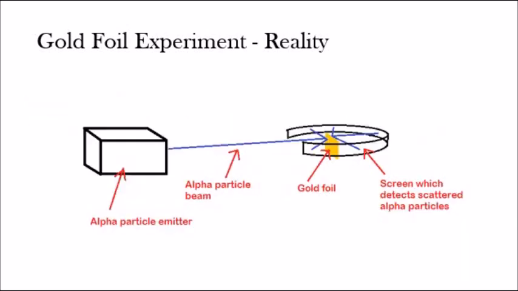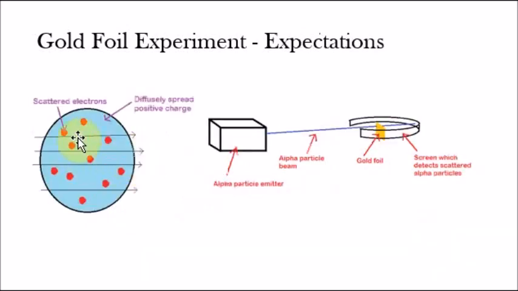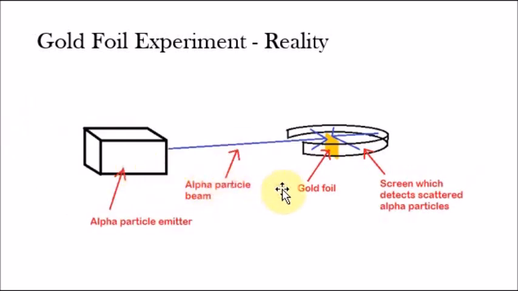However, what happened in reality was that they didn't just go straight through. Some of these particles started to bounce off in different directions, and some of them came straight back toward the alpha particle emitter, which doesn't make sense, because Rutherford was thinking that they should just pass straight through, since the plum pudding model says you have a diffuse positive charge. But what's happening here is that some of them just bounce right back. So he knew that the plum pudding model had to be wrong after this.